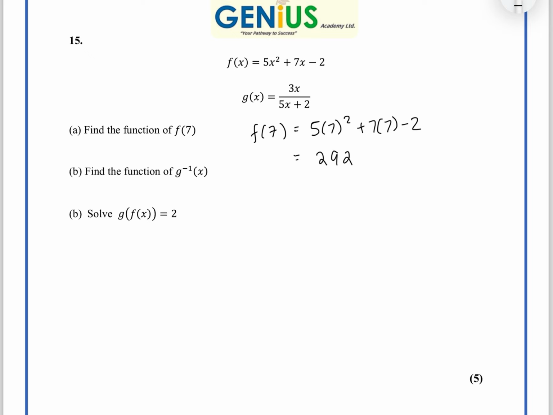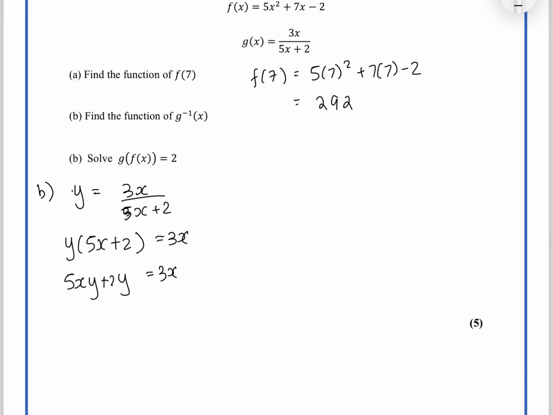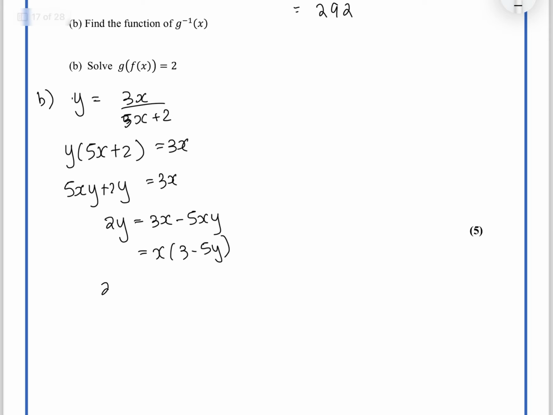For B, we need to find the inverse of g of x. To do this, we can set g of x equal to y. So y equals 3x over 5x plus 2. And we can rearrange to make x the subject. So y, multiply both sides by 5x plus 2. Bring the y's and the x's together, factorize out the x and make x the subject, and this will be our expression.